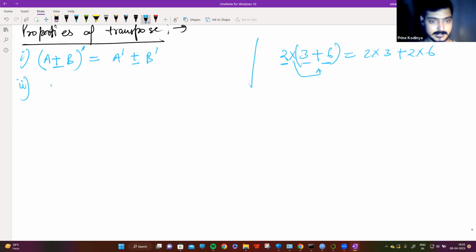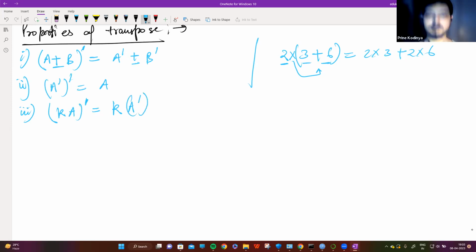Second property is, if you take transpose of the transpose, it becomes the same matrix again. The third property is, if you multiply a matrix by a number and then take the transpose, it doesn't change the value if you take transpose first and then multiply with the number. That is, you can distribute the transpose over scalar multiplication. Now this is scalar multiplication, because k here is some number.